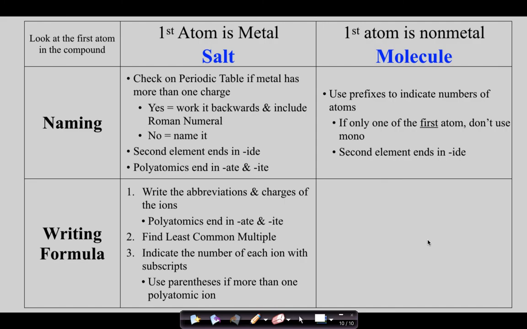Again, remember polyatomics for the most part end in "ate" and "ite." Then find the least common multiple. That tells you where the positives and negatives match up. Then use that least common multiple to figure out how many of each atom or polyatomic you need. Remember then, guys, if you need more than one polyatomic, it goes in parentheses. And that is the only place you'd use parentheses. Atoms never go in parentheses. And if you only need one polyatomic, it also doesn't go in parentheses.